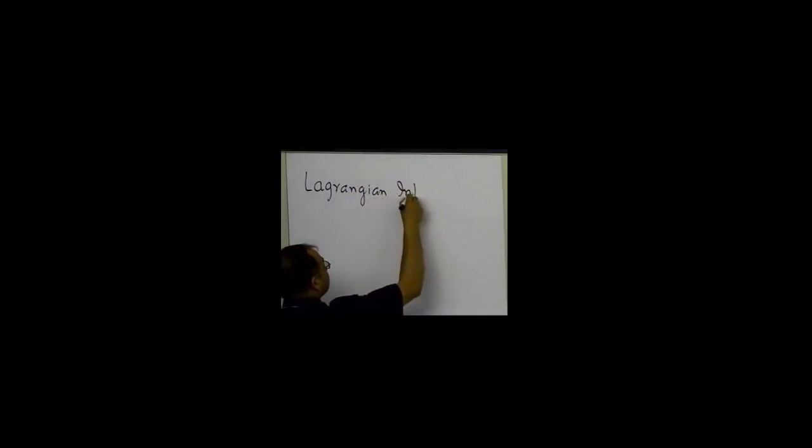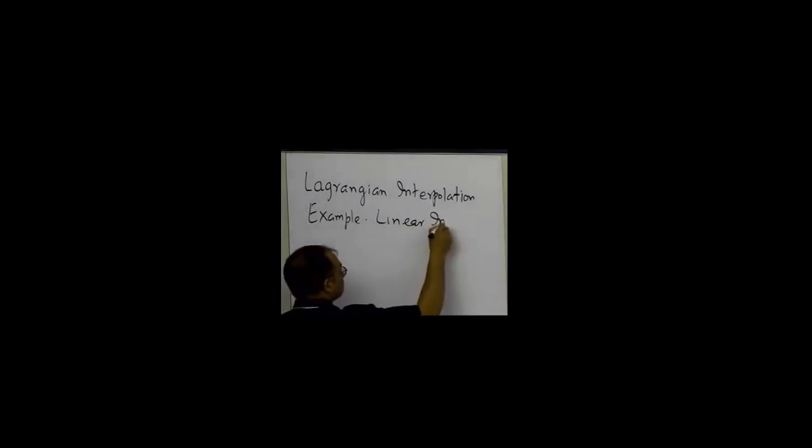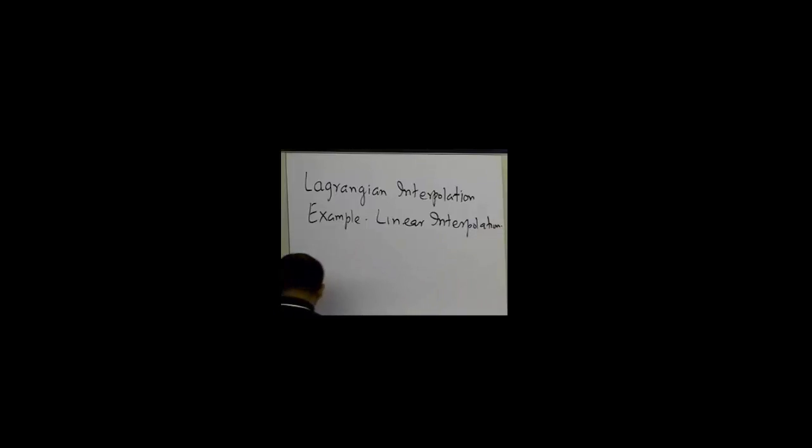In this segment, we're going to take an example for Lagrangian interpolation. The example which we are taking is the simplest example of linear interpolation. So let's suppose somebody is giving you the data like this one.